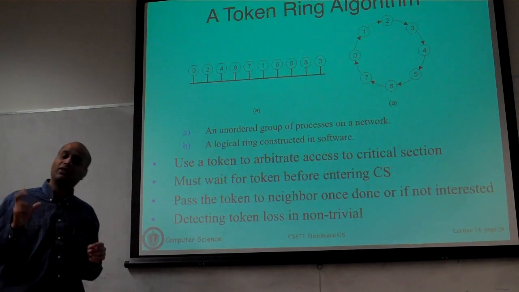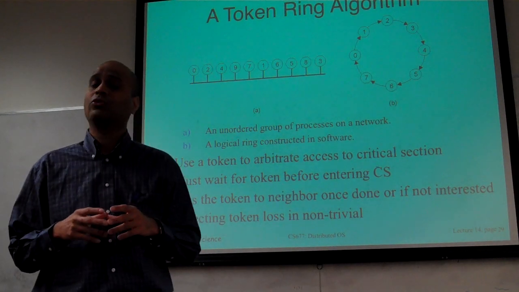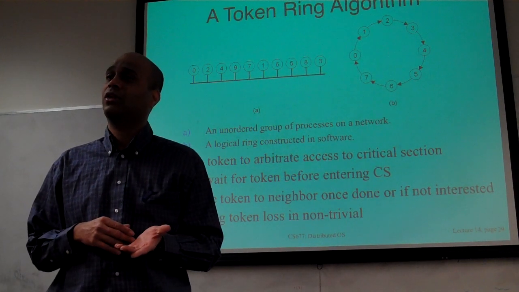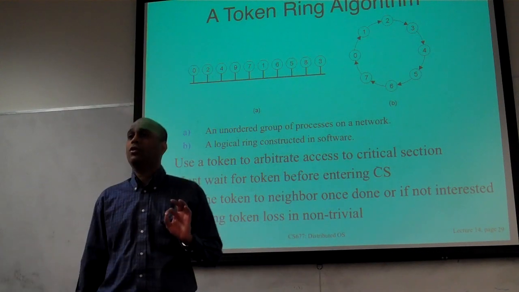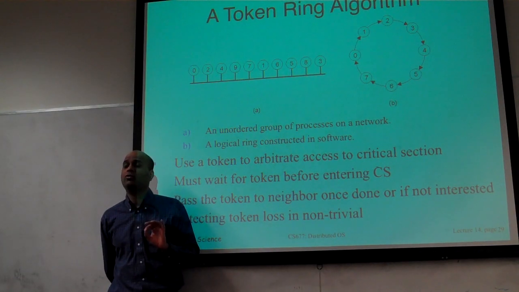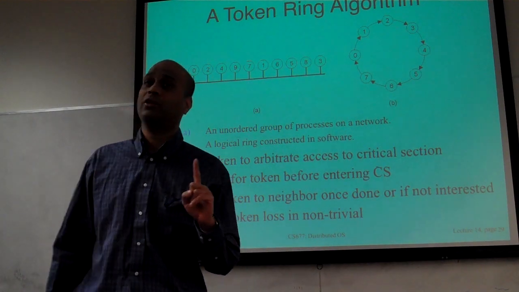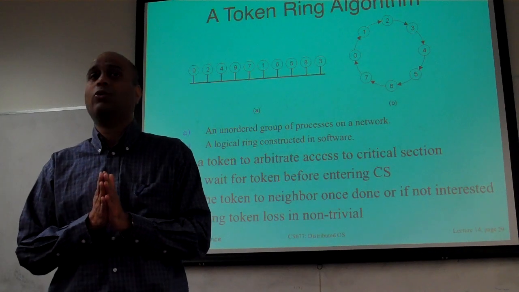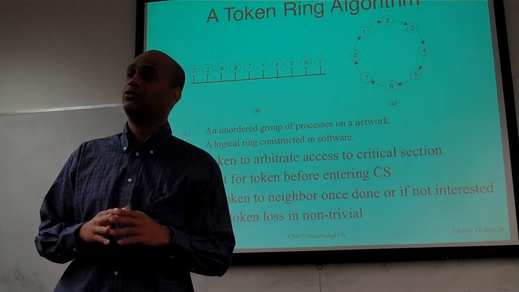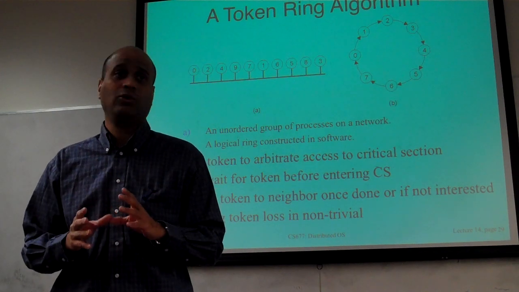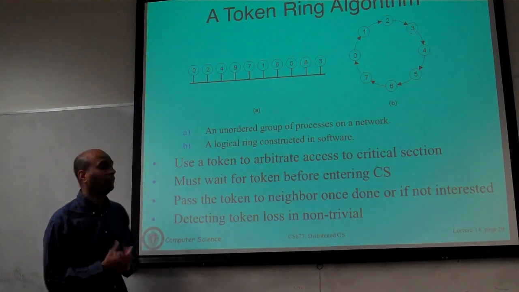What happens is there is a special packet called a token that is going to arbitrate access to the critical section, or give mutually exclusive access. If you need to acquire a lock, all you have to do is wait for the token to come to you. There's only one token in the system, and the process that holds the token at any given point in time is assumed to have mutually exclusive access to whatever lock it is trying to acquire. So there's one token per lock, and all you have to do is wait for the token to arrive.